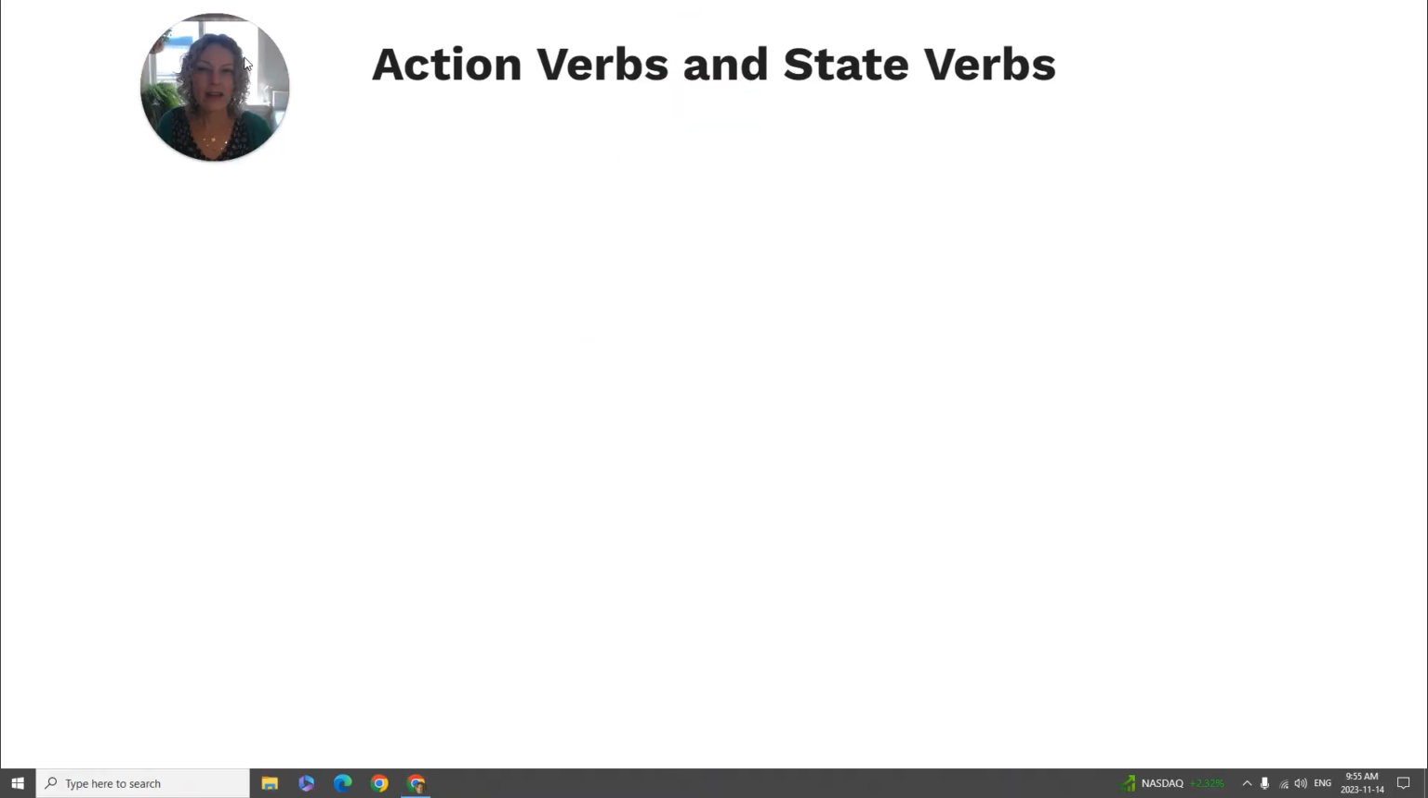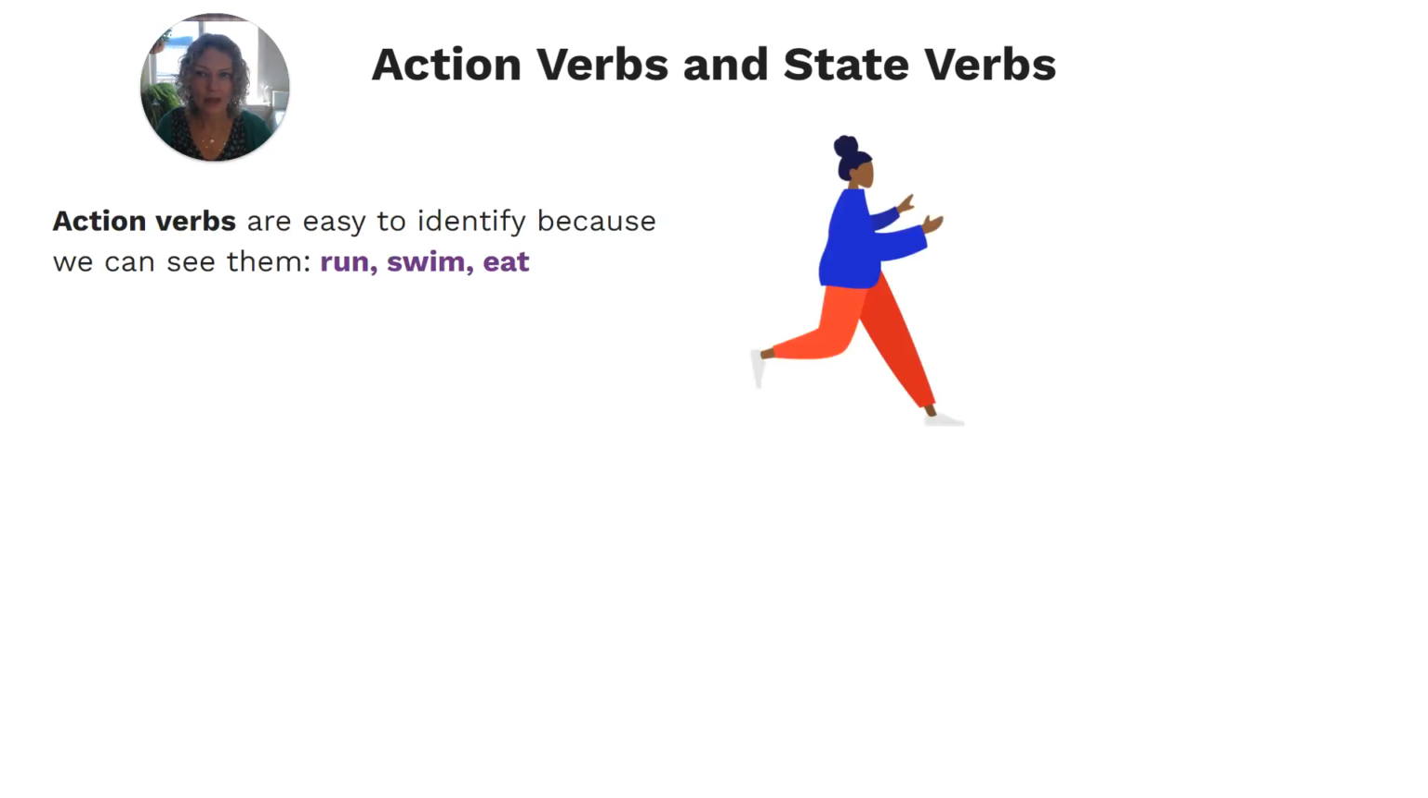Now I want to talk about action verbs and state verbs in a little bit more detail. We touched on it briefly when we talked about the parts of speech. But this is important for the present tense because we use the present tense to talk about facts.